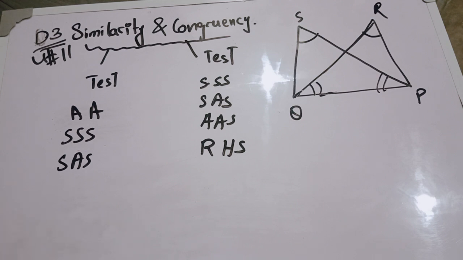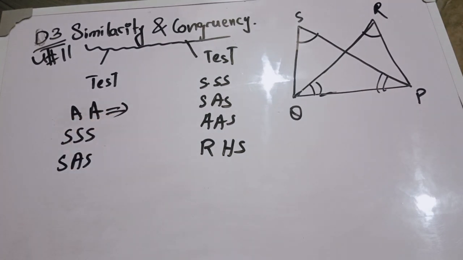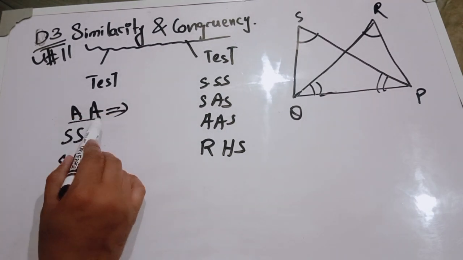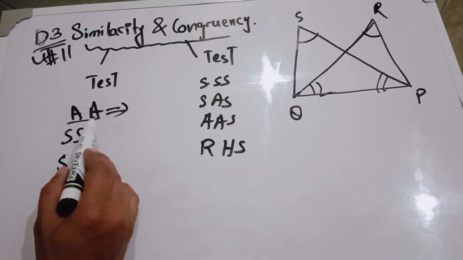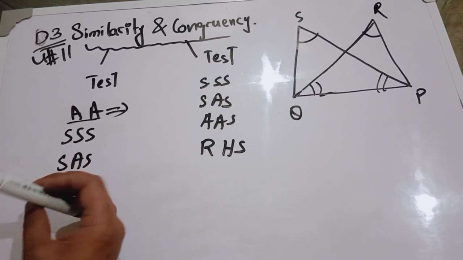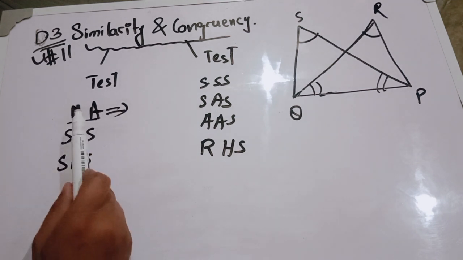Now we have a few rules to identify whether the given figures are similar or congruent. We have three rules for similarity and four rules for congruency. The very first one mentioned here is AA. In this one we consider two shapes. If any two angles of the two triangles are correspondingly the same, we say the given triangles are similar. Sorry, these are the similarity tests.